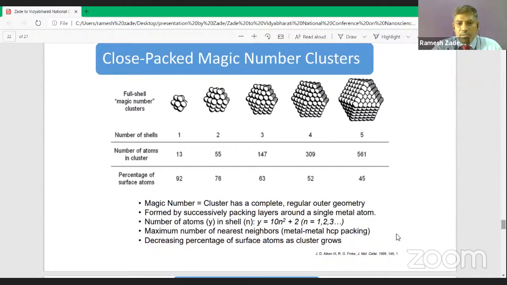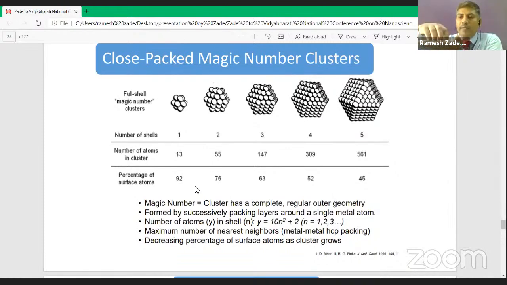Here, this is just a correlation. Just look at this number of shells. This is what is important to understand. Number of shells, as we are increasing the number of shells around an atom. Number of shells means suppose you have taken one atom. How many other atoms can be around that? So maximum 12 atoms can be around that. So in total you can have 13 atoms.